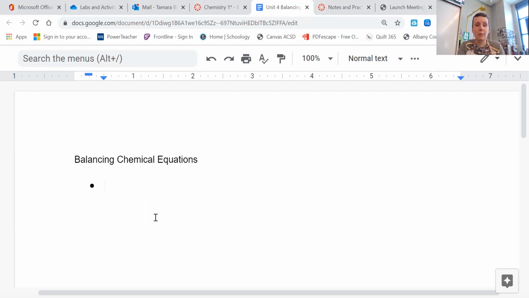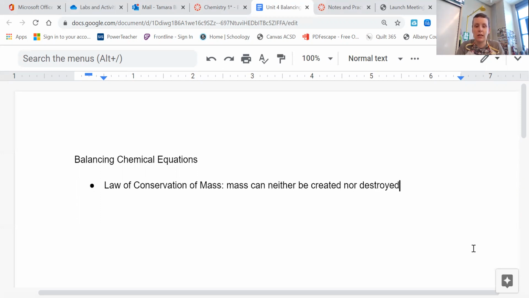Okay, so we're going to talk about the law of conservation of mass. And you've probably heard of this before in a science class. Okay, here is what it is. Mass can neither be created nor destroyed. That's the law of conservation of mass.